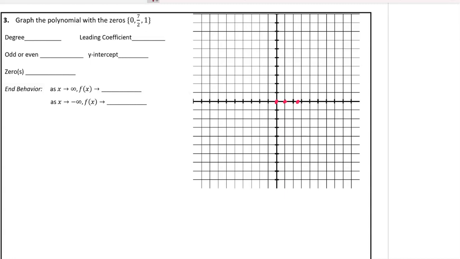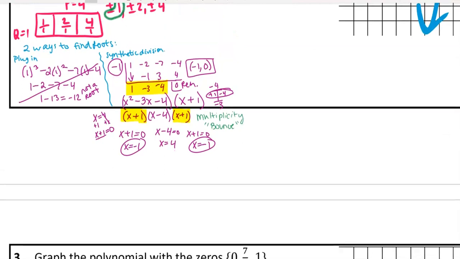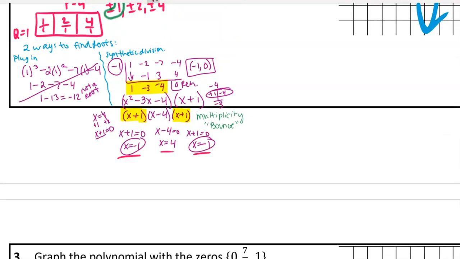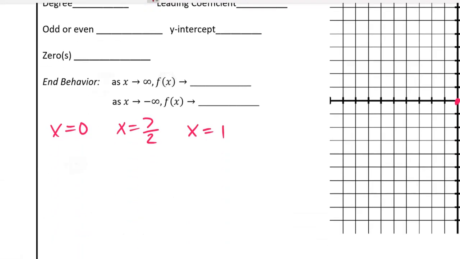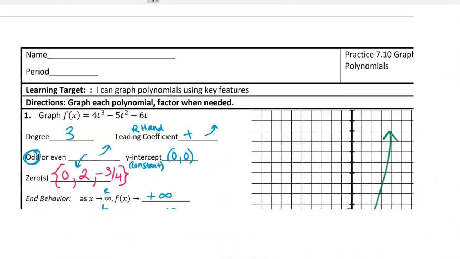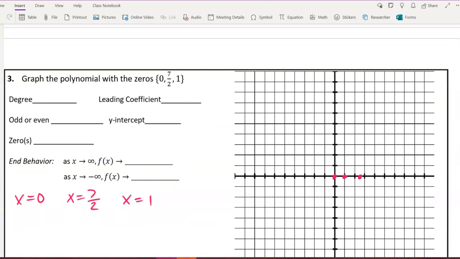All right, we don't know any of these key features yet because we have to work backwards from the zeros. So if we have zeros, that means x equals 0, x equals 7 over 2, and x equals 1. We're going to work backwards here. See how on the last one we ended with our zeros. Here we're starting with our zeros, so we're starting here and going back to this. Okay? So the way we do that is here. Make sure my video is still good. All right, we're still going.